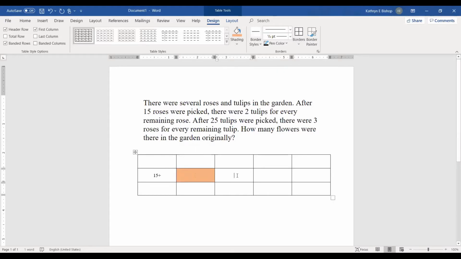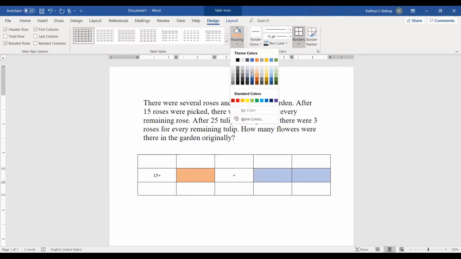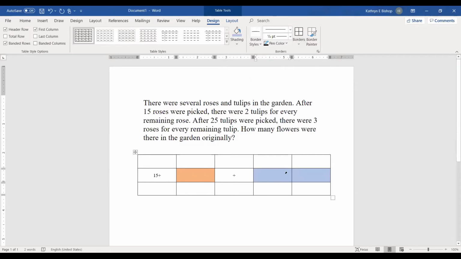And then I added that because it's asking us for the total number to 2 cells of tulips, because this one cell after the 15 were picked was supposed to equal 2 tulips. So I gave each cell being a unit of tulips and this cell being a unit of roses. And so this one I'm going to shade blue. So that was the first part of the sentence.